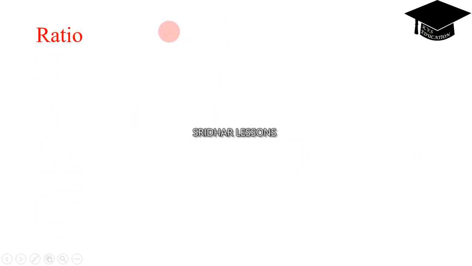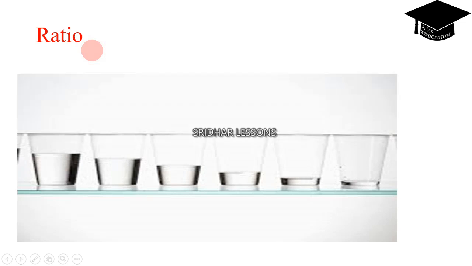Before going to the actual exercise, we will discuss the concepts. What is a ratio? In general terms, we can call this a comparison. It is something like this. If you observe, this glass is empty. This glass has water one time, this glass has 2 times water, this one 3 times, this one 4 times, and this one 5 times water.